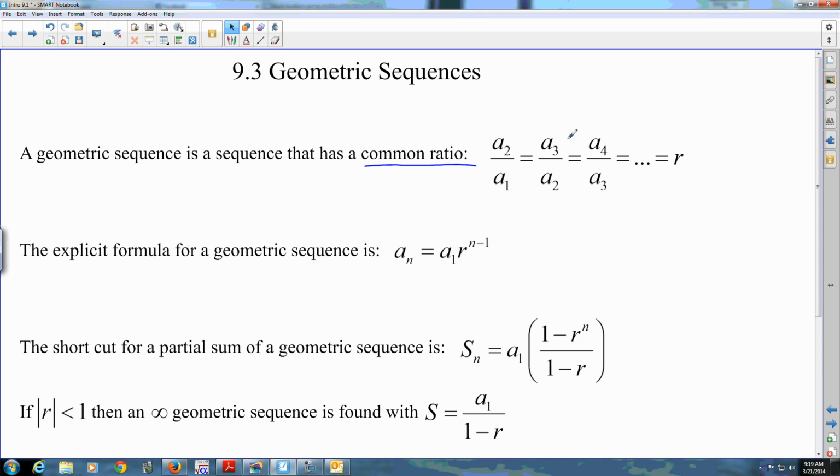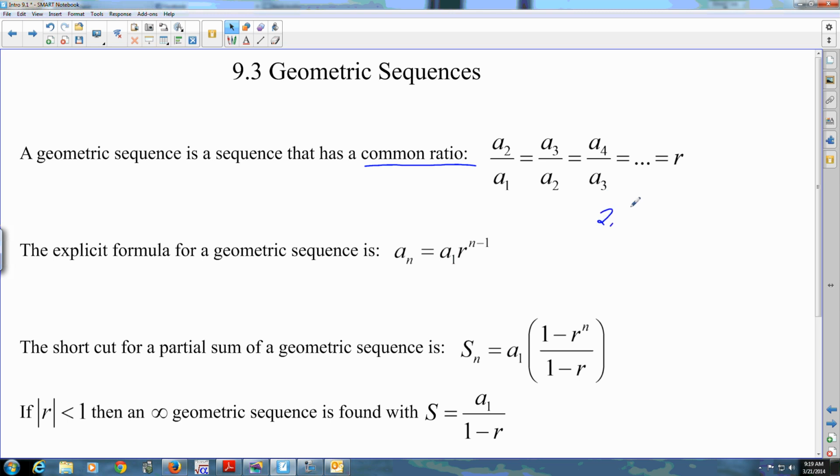And what you need to notice from it is that you're taking a particular term and dividing it by the one that came right before it. That gives you the common ratio. And I'll talk more about that here, and I'll give you an example.